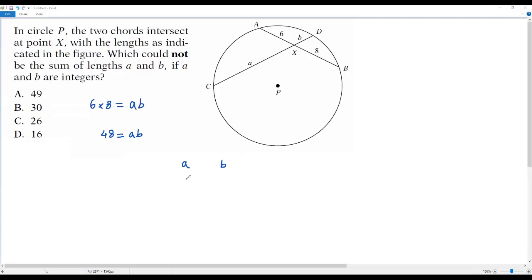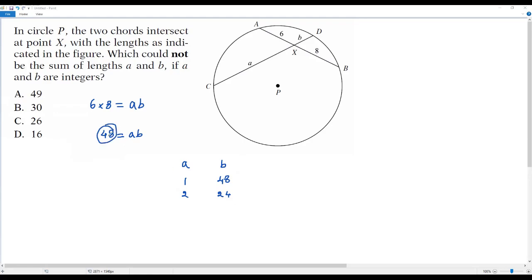If I take the positive integer 1 for A, then B has to be 48, so that 1 times 48 equals 48. What if I take A equals 2? Now to get the value of B, we have to divide this 48 by the value of A, that is 2. 48 divided by 2 is 24. Here both 2 and 24 are positive integers. 2 times 24 is 48. In this way, we get the possible pairs of values for A and B as much as possible.